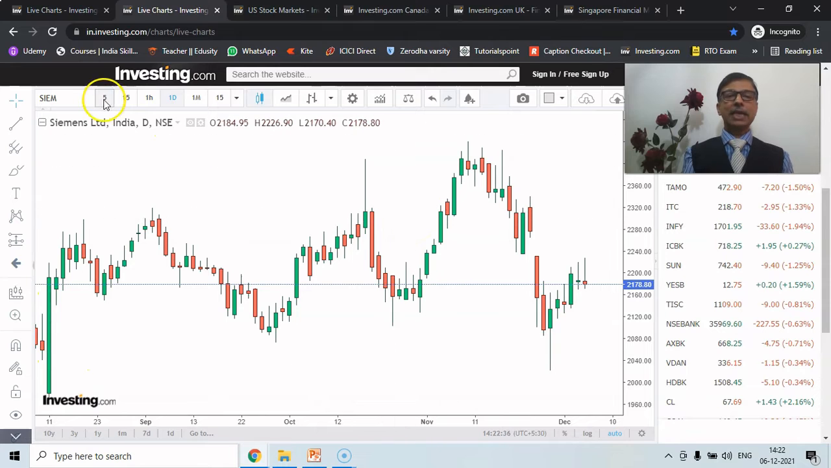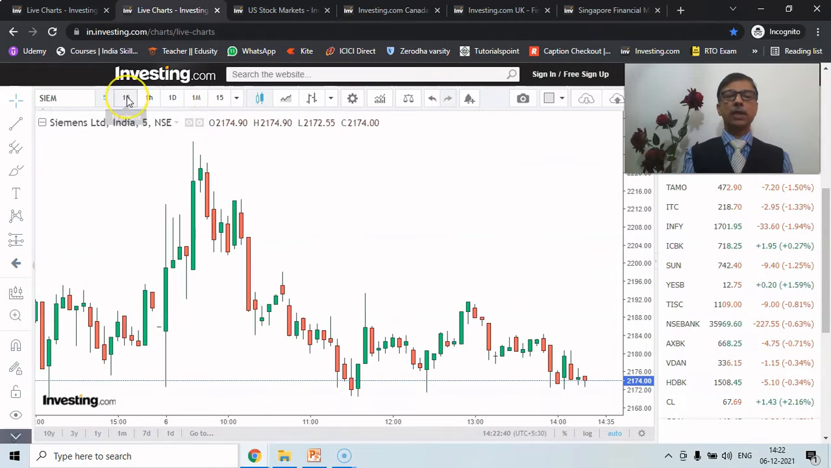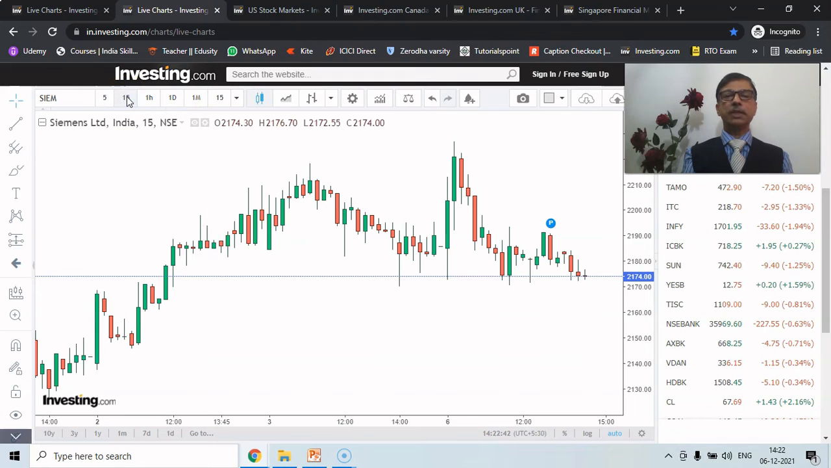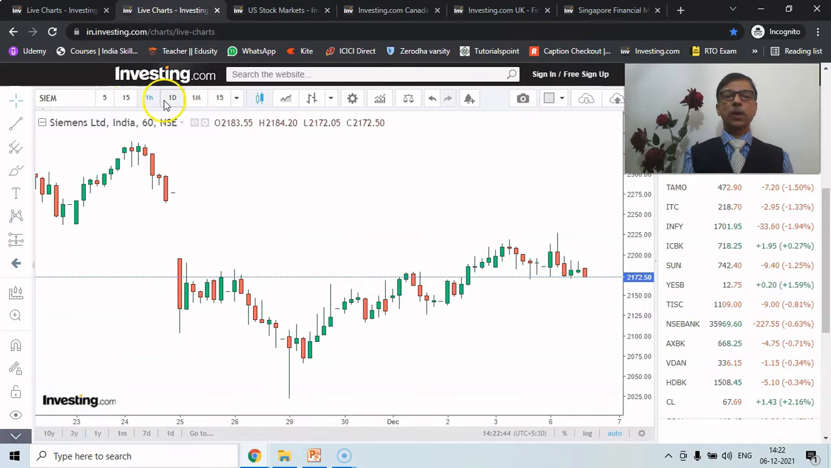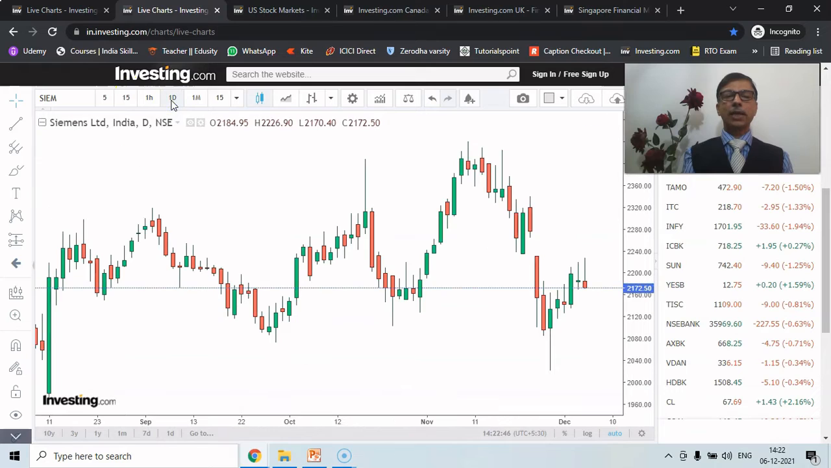All right. Then there are various things. You can see this chart on a 5 minutes interval. You can see it on a 15-minute interval, 1 hour interval, 1 day interval, 1 month, or any other format which you want. Then there are various other facilities. We will not go into those details.